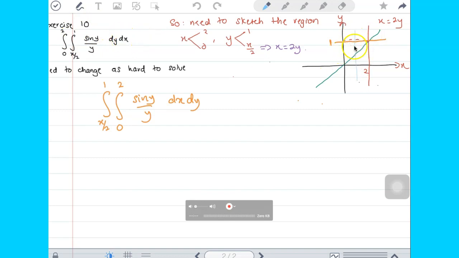So then you sketch the vertical line, and now you read the limit. This line is for x, we're talking about x constant, so x is from 0 to 2. And then for y, it is from the line x equal to 2y, this one. So in this case, your starting point is that one, and then your end point is here.